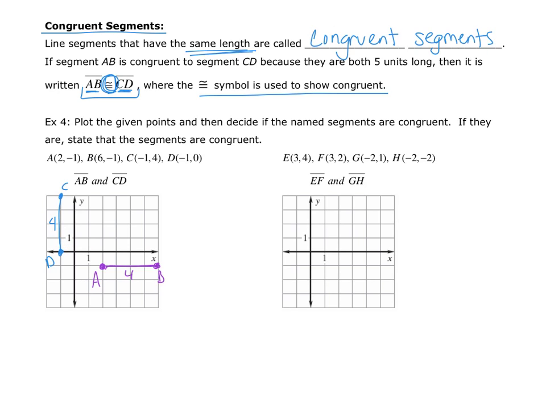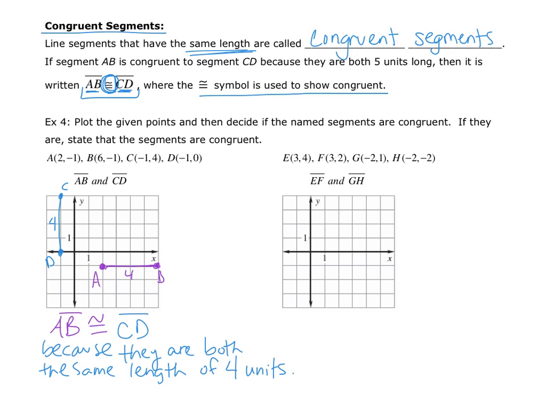Because they are the same distance or same length long, we can say that these two segments are congruent to each other. So we would write segment AB, remember with no arrows. The congruent symbol is like an equal sign with a little squiggly above it. And then my segment CD, we put our CD and then our segment symbol above it. So you can say that AB is congruent to CD because they are both the same length, and that means that they are both 4 units long.